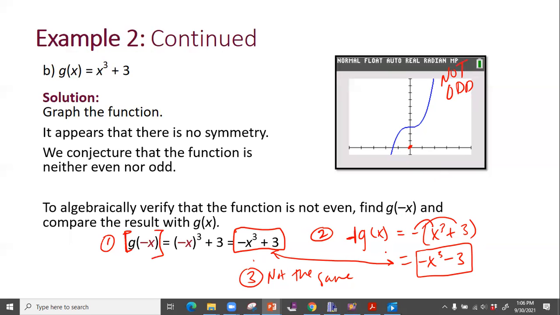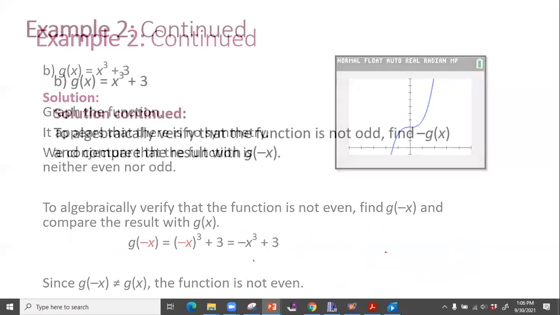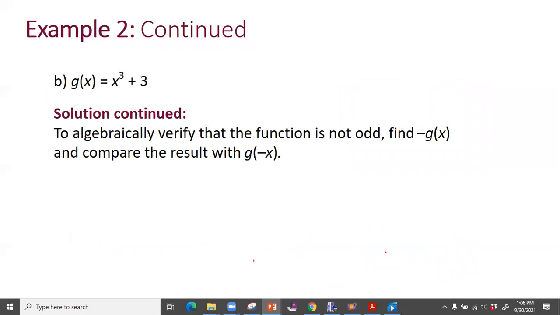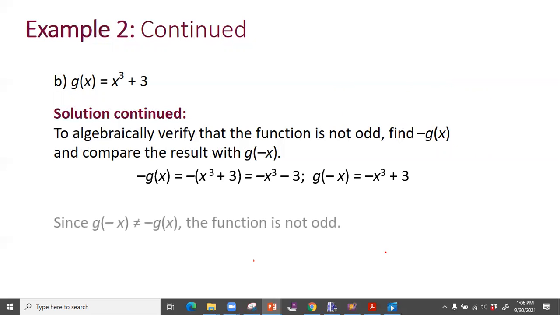All right, so let's look at it again. Algebraically, what did I do? I did negative g of x, and I did g of x, and I compared them, and they were not the same because these two are not equal. Typed out pretty for you. As you can see, these two things aren't equal. In order for them to algebraically be true, they must be equal.